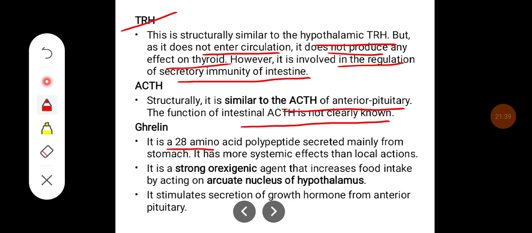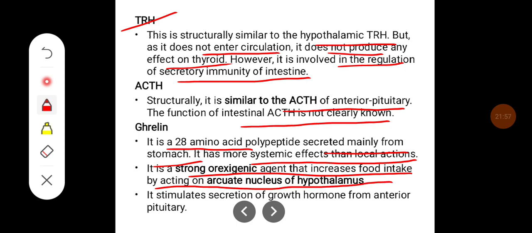Ghrelin is a 28 amino acid polypeptide secreted mainly from the stomach. It has more systemic effects than local actions. It is a strong orexigenic agent that increases food intake by acting on the arcuate nucleus of the hypothalamus. It stimulates secretion of growth hormone from the anterior pituitary.